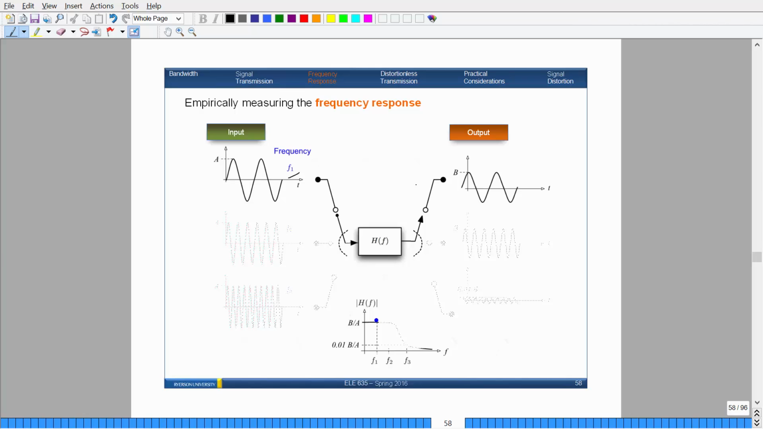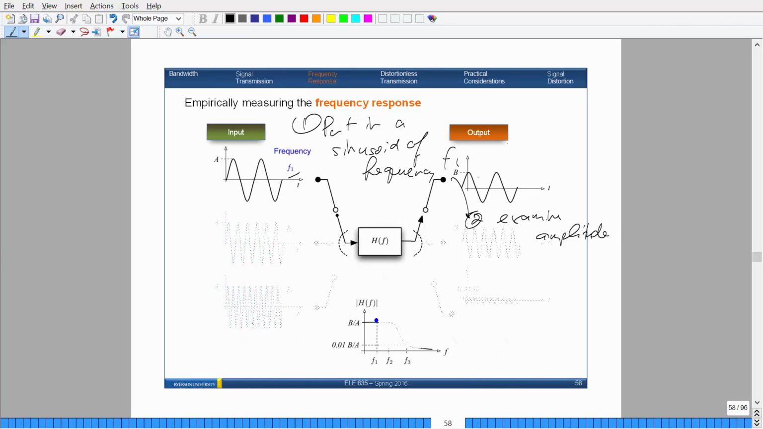You put it through your system, and then you observe what the amplitude is and also what the phase shift would be. So the first step is to put in a sinusoid of frequency F1, and the second step is to examine the amplitude.